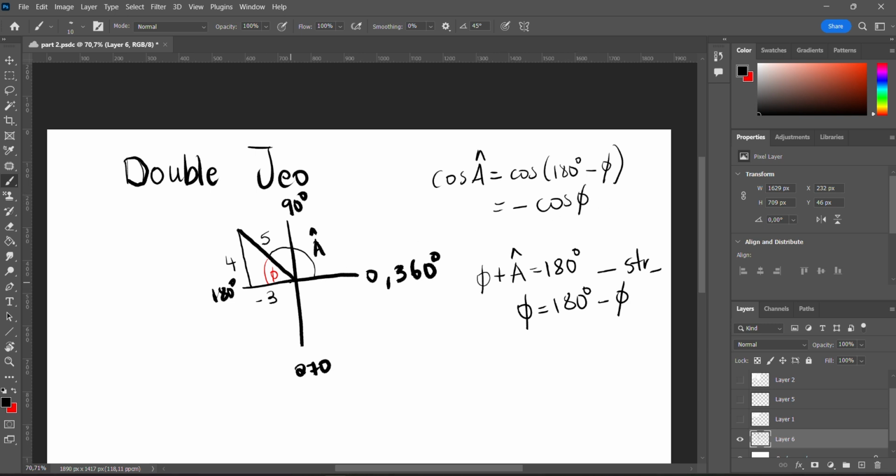Double jeopardy means that since I've minus 180 from this, from A, so sorry for that, from A, I reverse the angle 180 degrees to the other side, so the angle will now exist in the first quadrant. Like this.